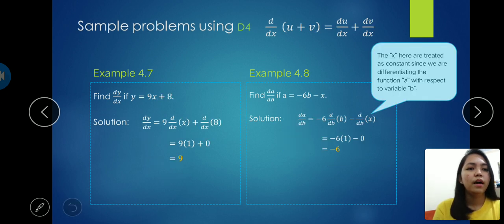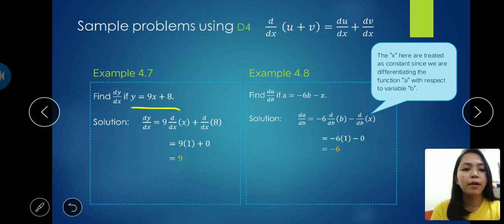Next, we have the sum rule. Ano? Let's say yung function natin is composed ng 2 or more terms. We have the derivative of u plus v with respect to x is equivalent to the derivative of u with respect to x plus the derivative of v with respect to x. So, anong gagawin lang? Pag i-derive lang natin siya separately and then combine natin, simplify natin later on.